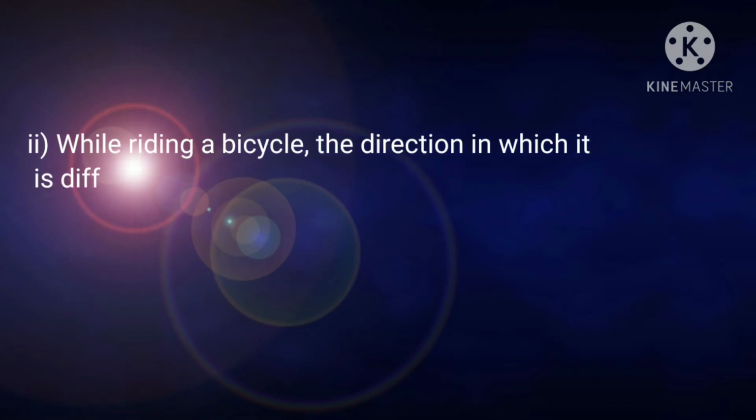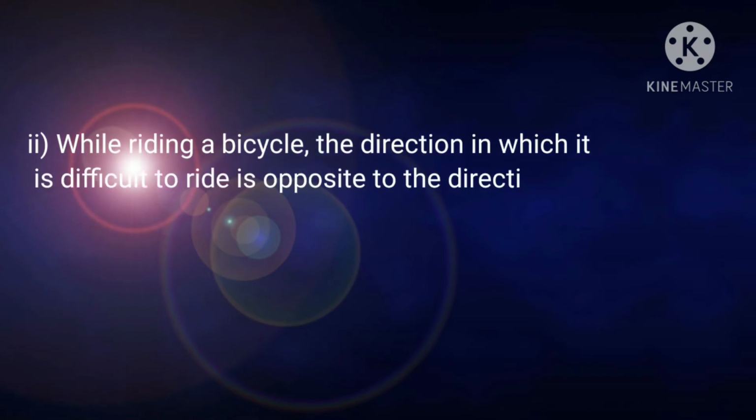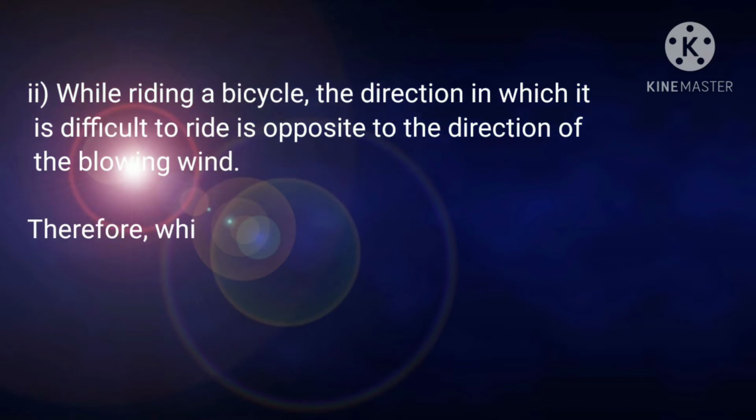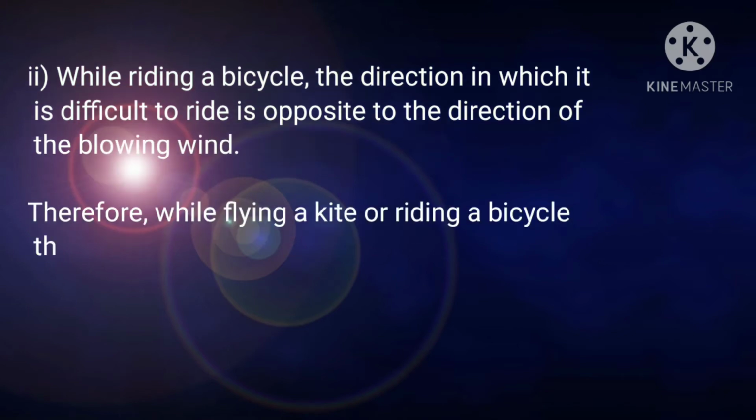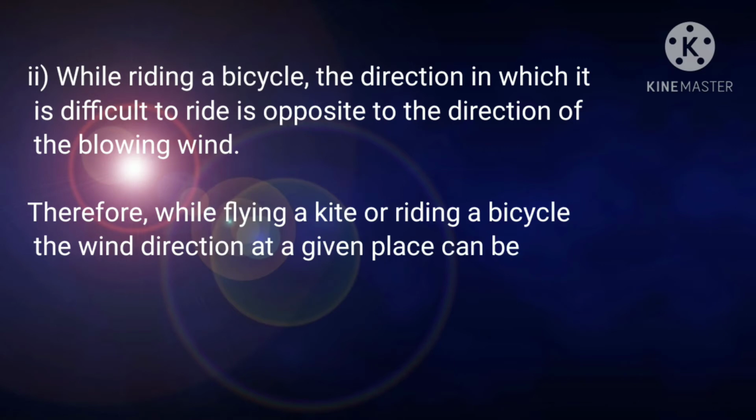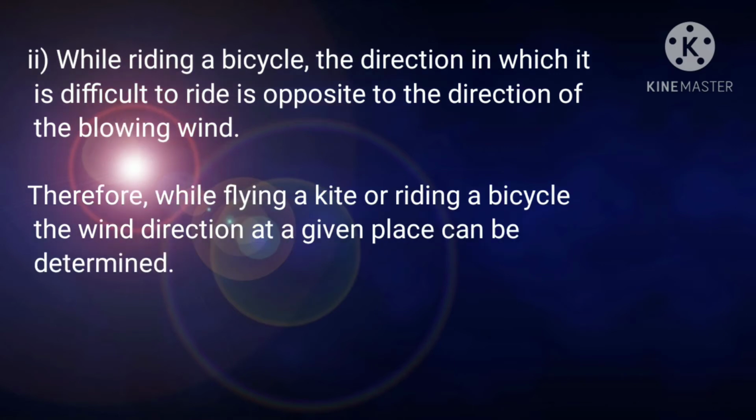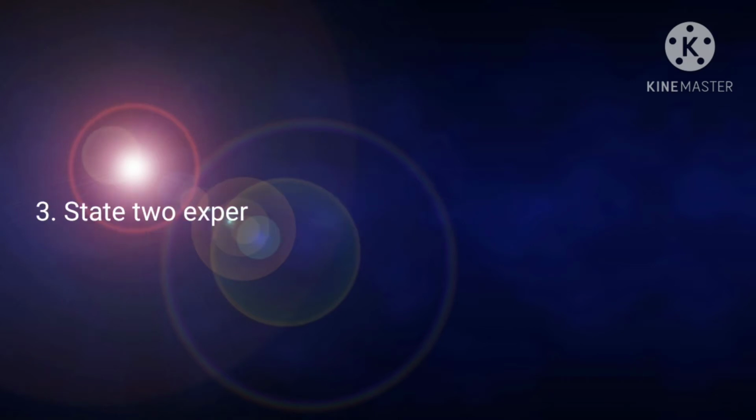2. While riding a bicycle, the direction in which it is difficult to ride is opposite to the direction of the blowing wind. Therefore, while flying a kite or riding a bicycle, the wind direction at a given place can be determined. Next, question number 3.